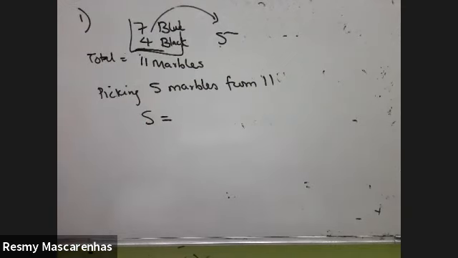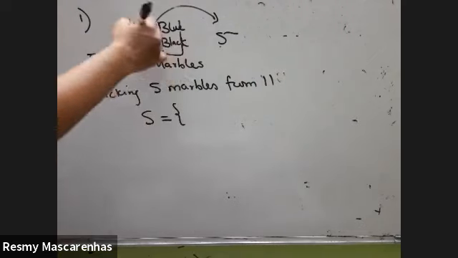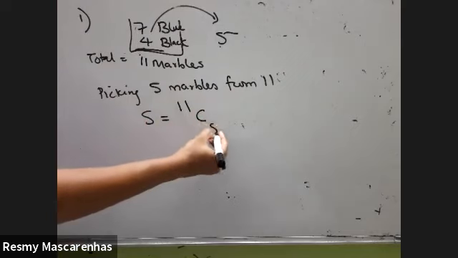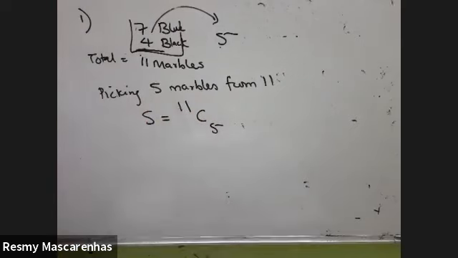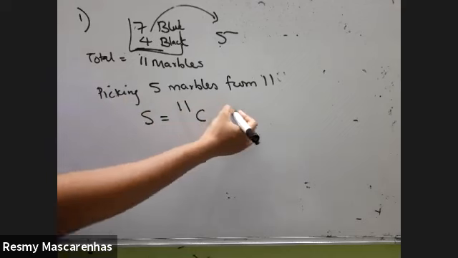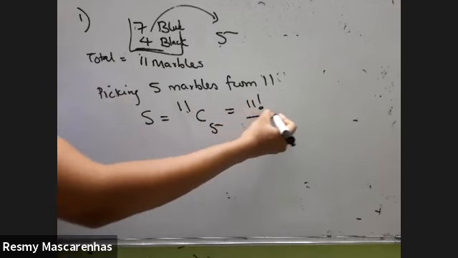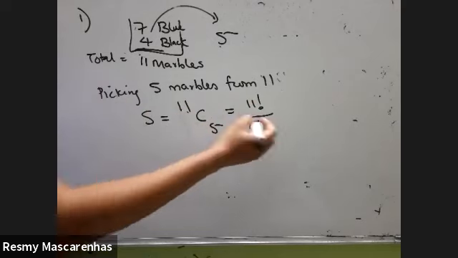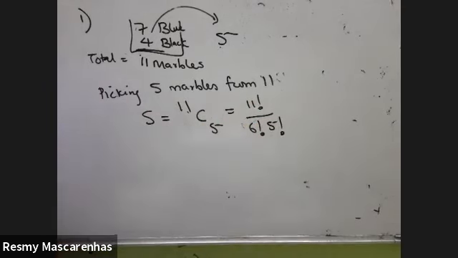Now it will not be in the set format like this. You cannot sit and check all the combinations. So straight away, when we are selecting 5 out of 11, this has to be written as 11C5, and then calculate. The nCr formula: 11 factorial upon n minus r factorial, so that is 6 factorial, into r factorial.